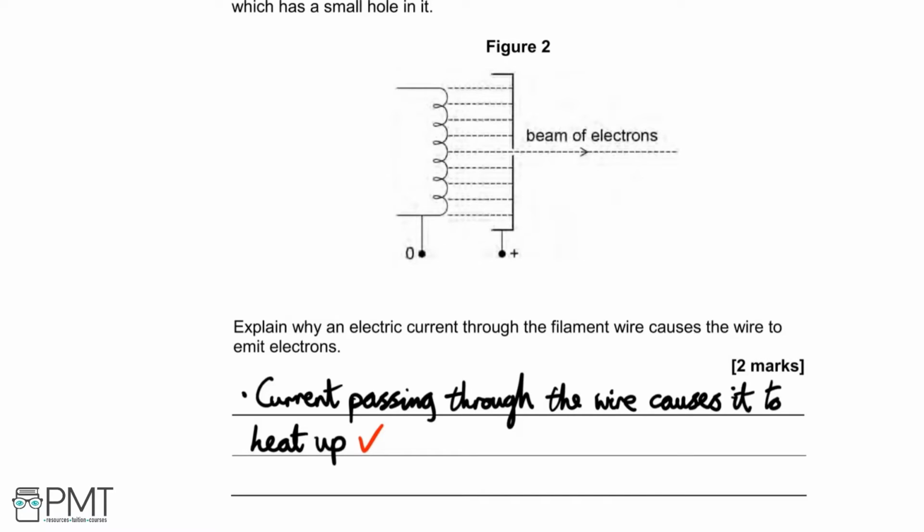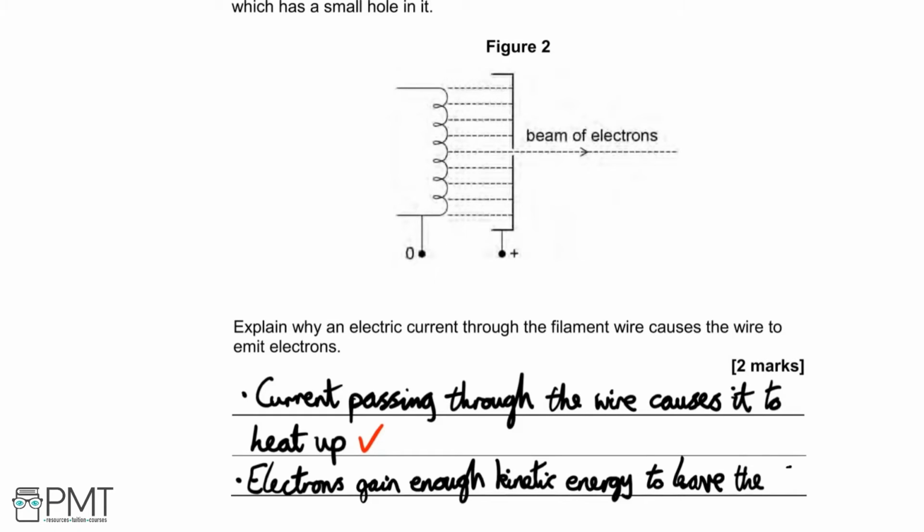The 2nd mark is going to be for explaining what happens to those electrons when that wire does heat up. The hotter the wire gets, the more kinetic energy those electrons have because they vibrate more, and eventually they'll have enough energy to leave the wire entirely. And that's going to be our 2nd mark.